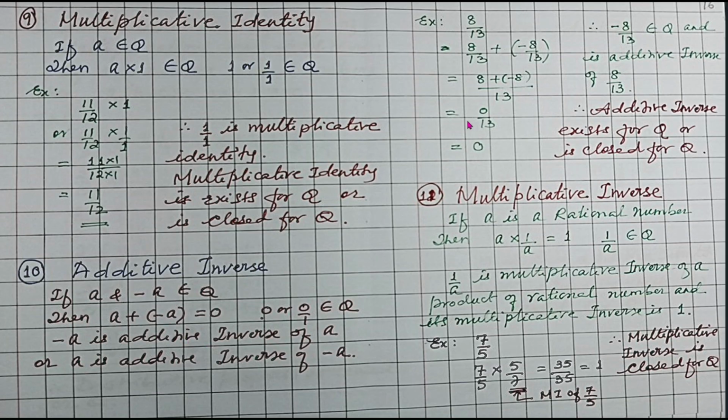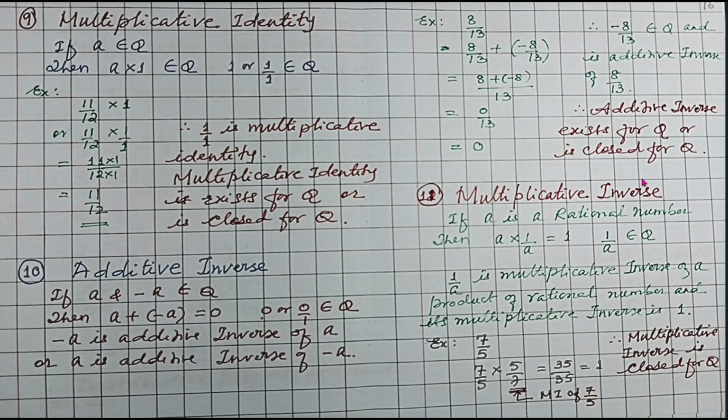Now to understand this, let us take an example. 8 by 13 is a rational number. Its additive inverse is minus 8 by 13. When I add 8 by 13 to minus 8 by 13, I get 0, and therefore additive inverse exists or is closed for a set of rational numbers.